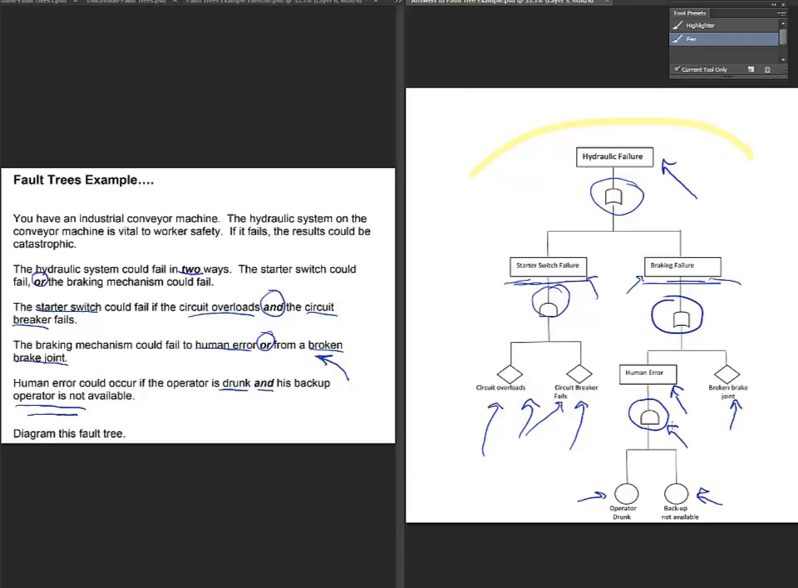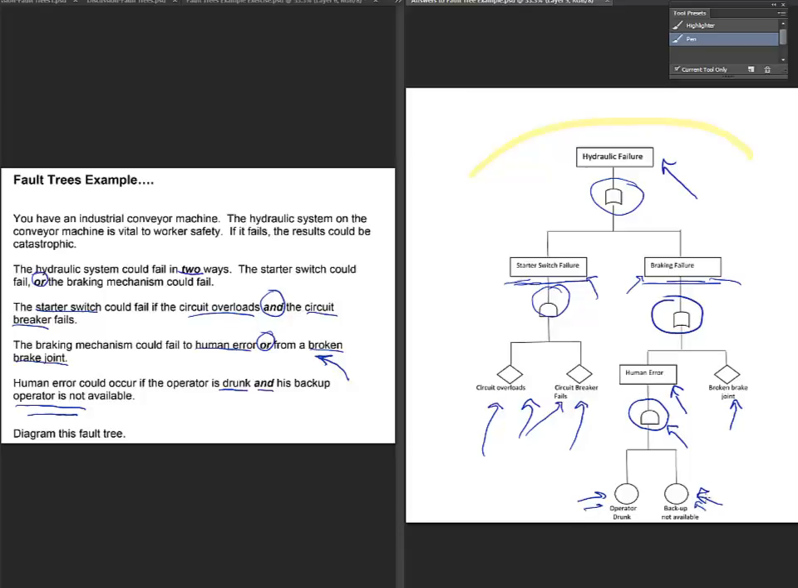Now, down here we have two circles instead of two diamonds. And a lot of times we use circles to represent a human condition or event. And we're really not going to analyze. We're not going to take this guy to a psychiatrist to figure out why he gets drunk, for example. And again, we're not going to necessarily figure out why the backup is not available. That really wouldn't help us in terms of our risk. So we use a circle to indicate that no further analysis will be done. And here's our circle on both of these.